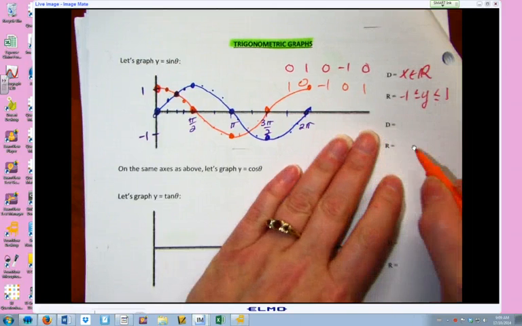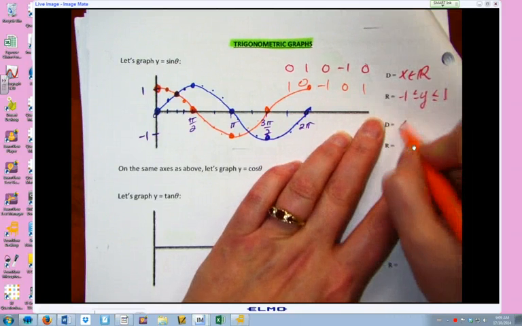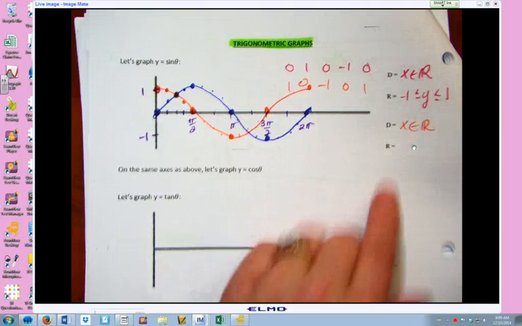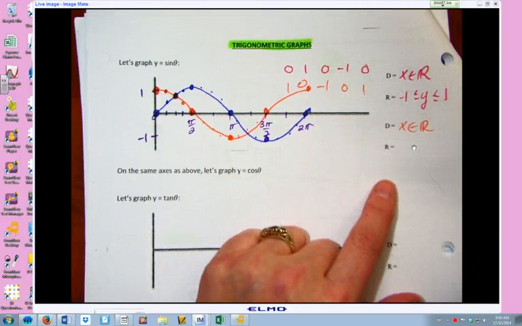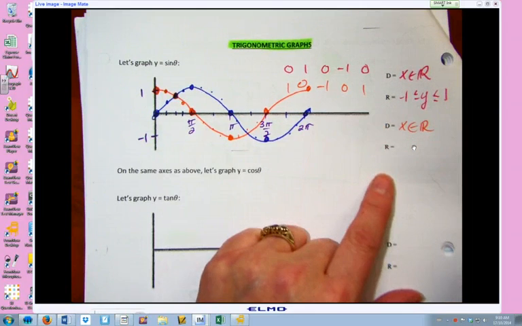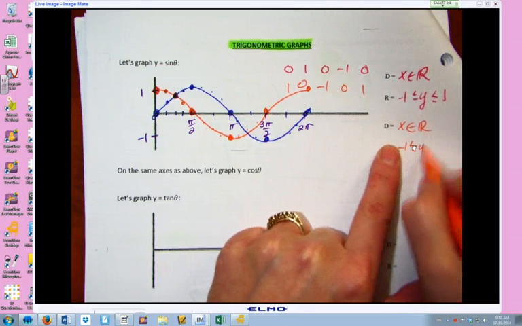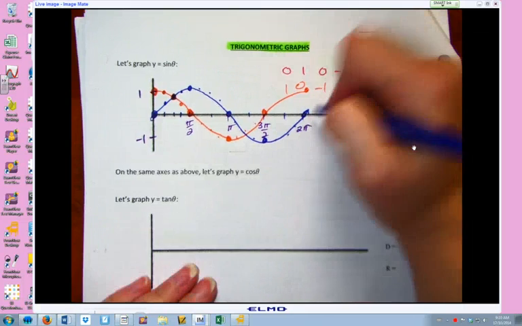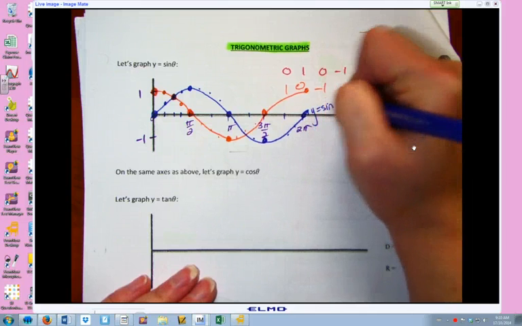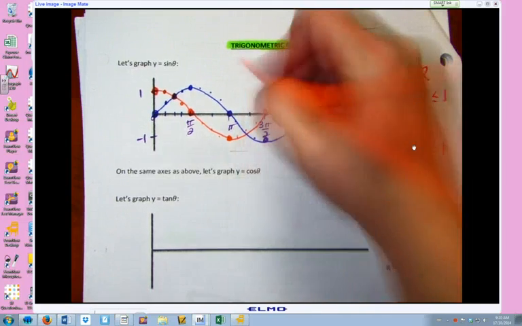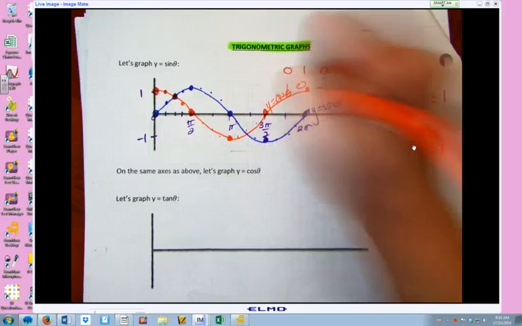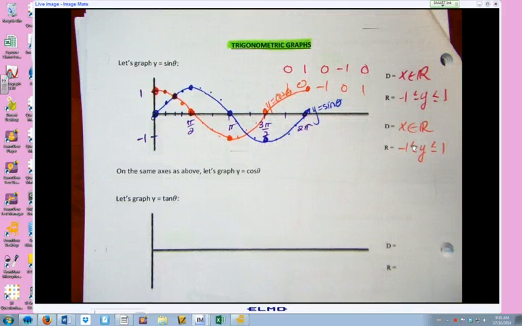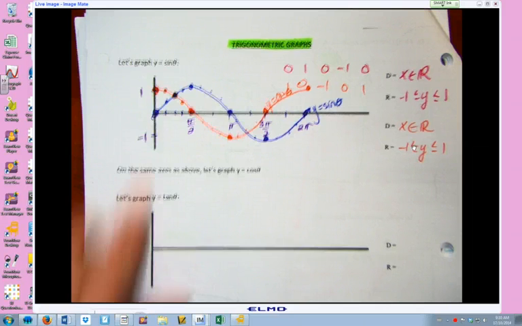The domain, still x ∈ R, because we can have as many revolutions as we want. The range, still -1 ≤ y ≤ 1. And I'm just going to write that this was y equals sine, and this was y equals cos. No, cos starts at 1.